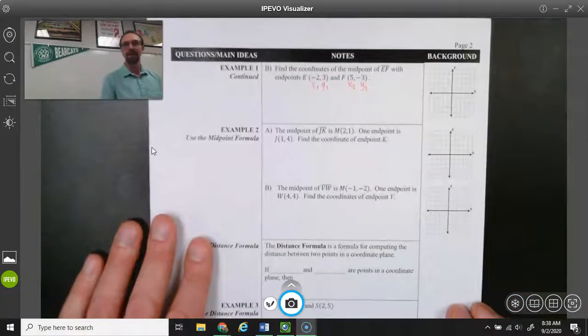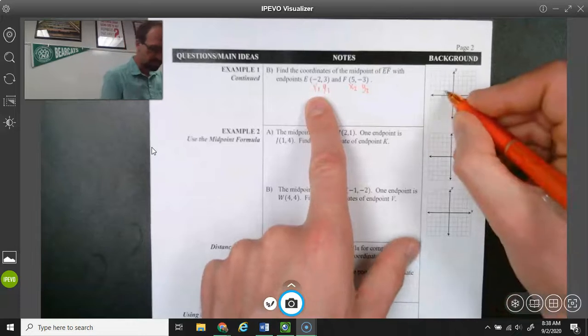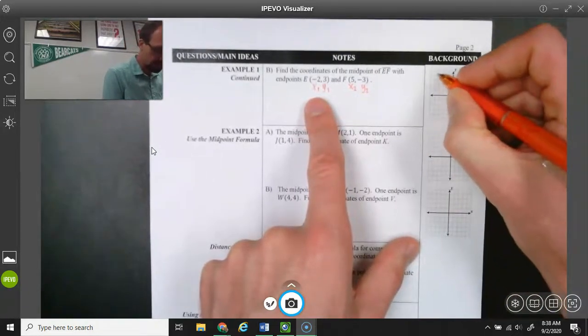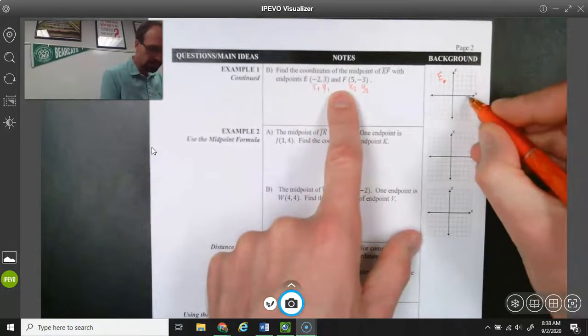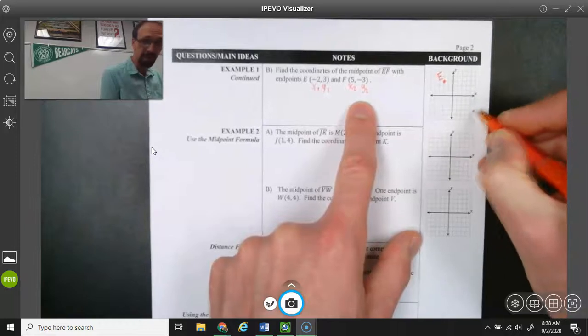So I'm going to plot these on my grid. For -2, 3, it means I go left 2 and then up 3. So there's my coordinate point E. And then for F, 1, 2, 3, 4, 5 to the right from the origin, and then down 3, 1, 2, 3. So there we go for that.